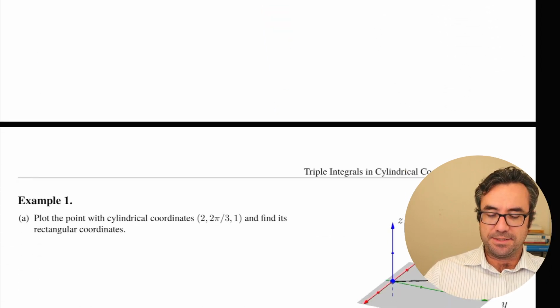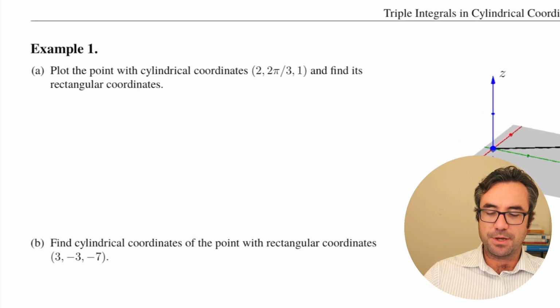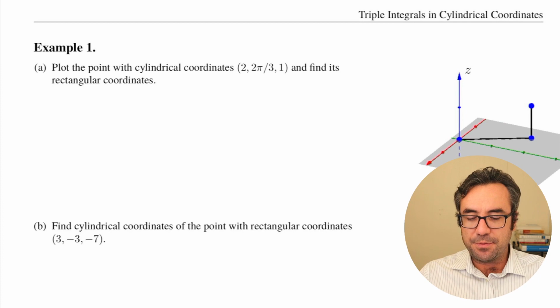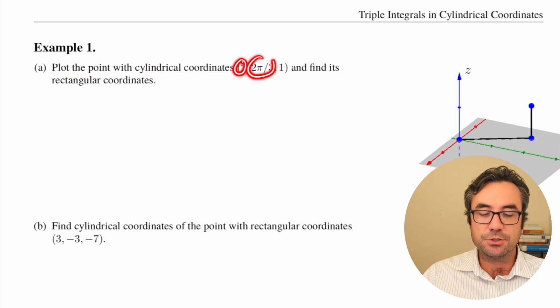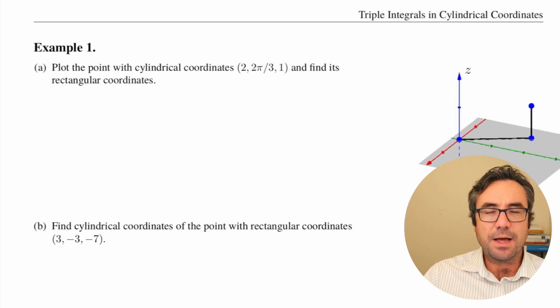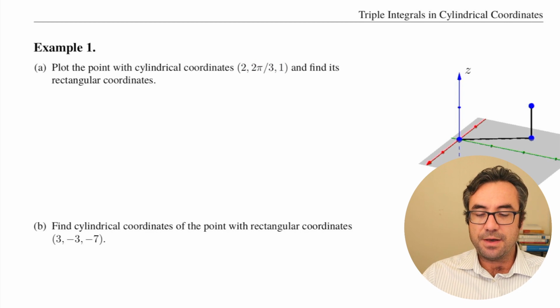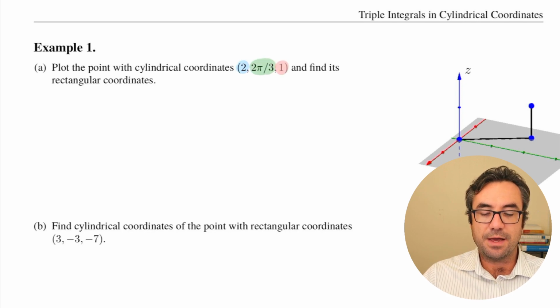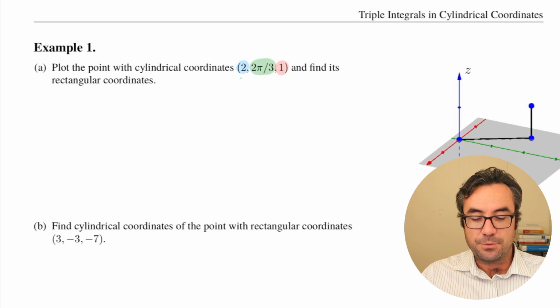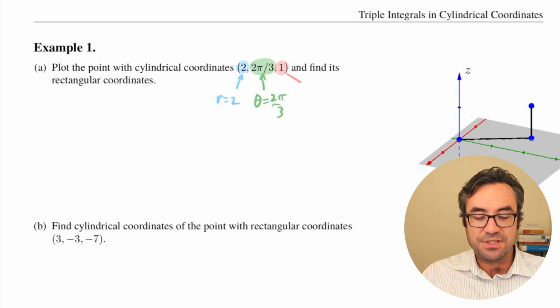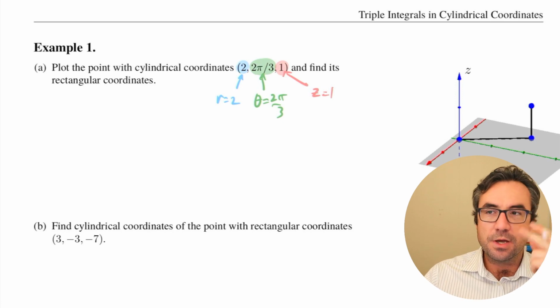And for a little practice, we'll look at part A of the first example. Let's plot the point with cylindrical coordinates 2, 2 pi over 3, 1, and we want to find its rectangular coordinates. All right, so when we look at this, we have our r value, our theta value, and then our z value. So we have r equal to 2, theta equal to 2 pi over 3, and z equal to 1. So these are our cylindrical coordinates here.